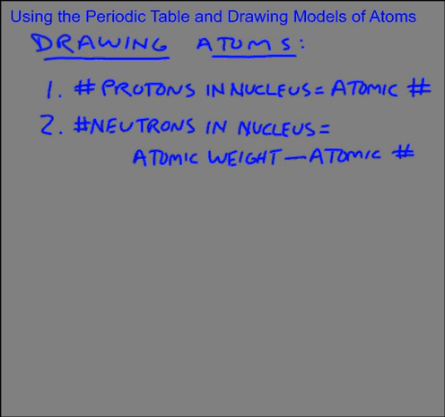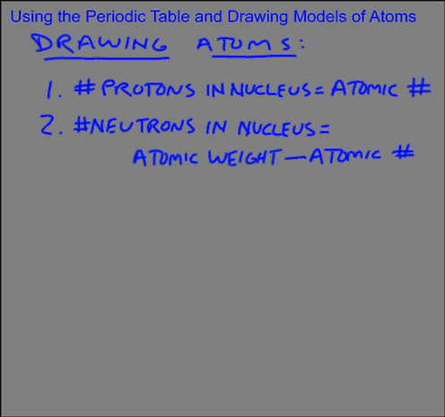Now, to figure out how many neutrons are in the nucleus, it's going to be the atomic weight minus the atomic number. Now, it's important to understand why this little formula works. Protons and neutrons each have a mass of 1 AMU. That's the unit that we use for the weight of the atom. Atomic mass or weight is measured in AMUs, which are atomic mass units. Protons and neutrons each weigh 1.